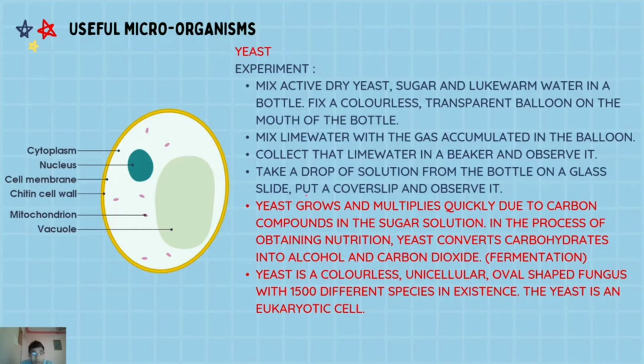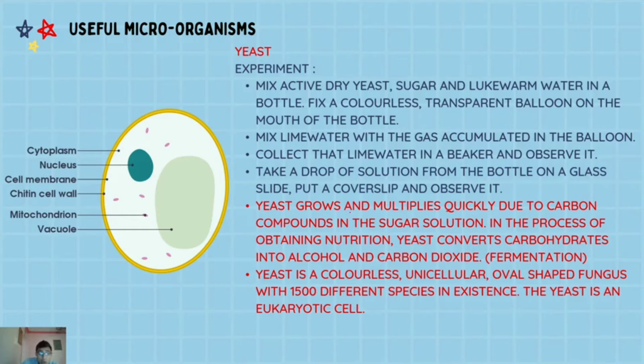In the second observation, when we take a drop of the solution from the bottle on a glass slide and observe that slide under a microscope, we will be looking at a colorless unicellular oval shaped fungus. So we are going to observe yeast under the microscope.